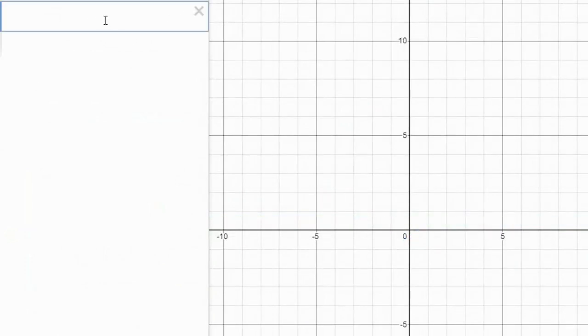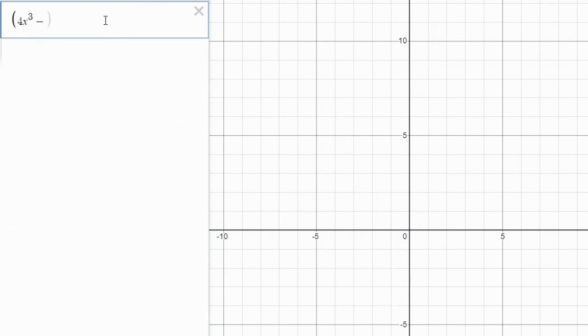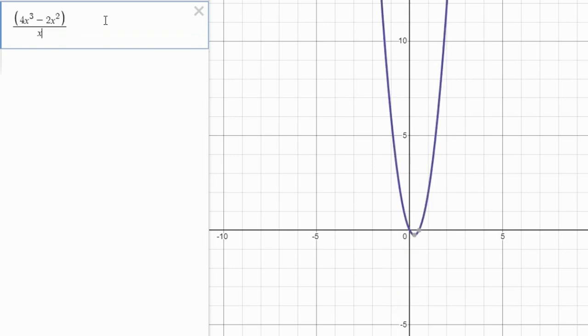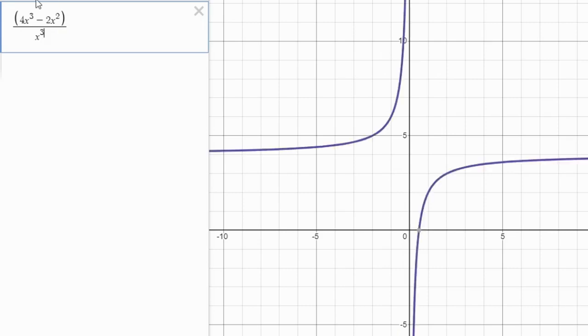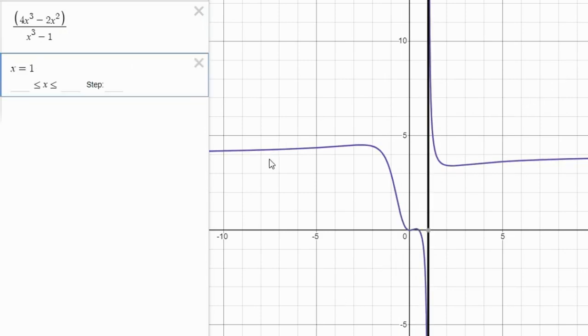So this was 4x to the third. Let's put in parentheses. 4x to the third minus 2x squared. Divided by, and we said the bottom was just x to the third minus 1. You see, we have this asymptote at x equals 1 right here. That's not going to touch, so it makes some weird things in here.